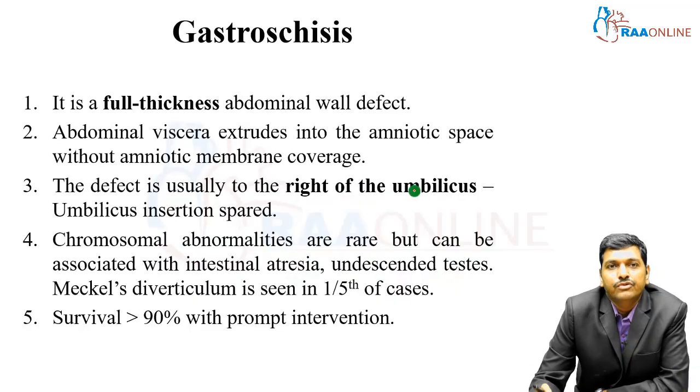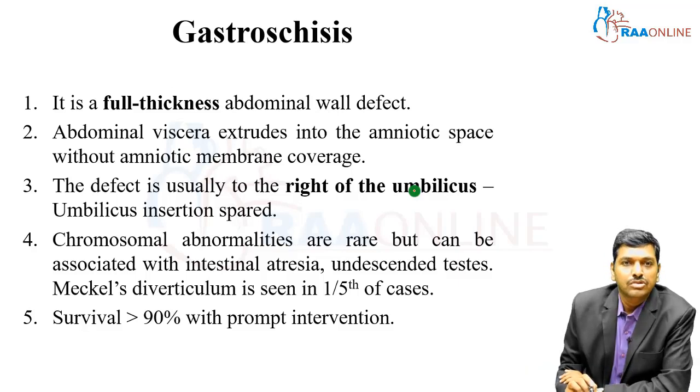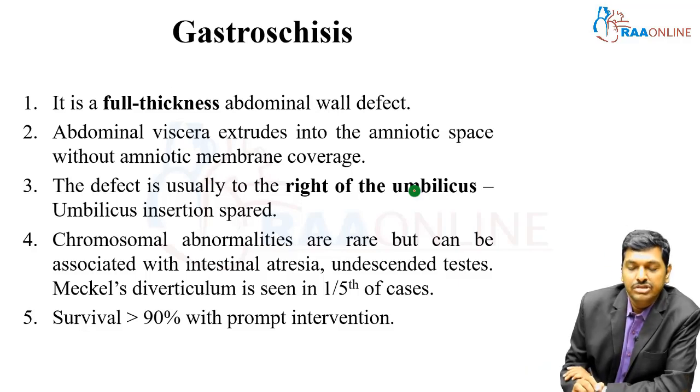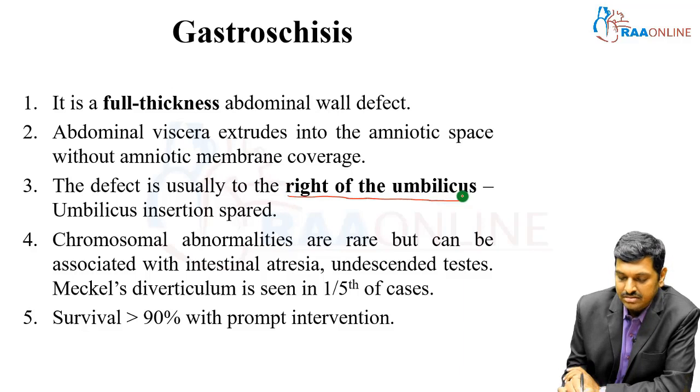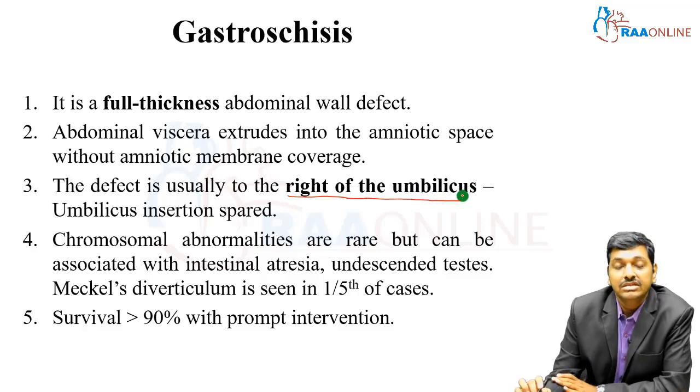As I have told, it's a full thickness abdominal wall defect. So there is a defect right from skin to the peritoneum. The abdominal viscera extrudes into the amniotic space without amniotic membrane coverage. The defect is usually on the right side of the umbilicus, and umbilicus insertion is spared, whereas in omphalocele, umbilicus insertion is not spared.